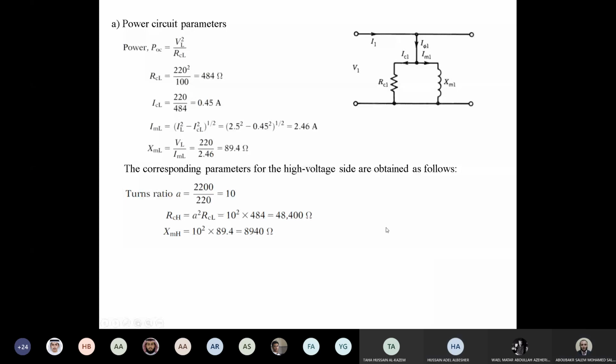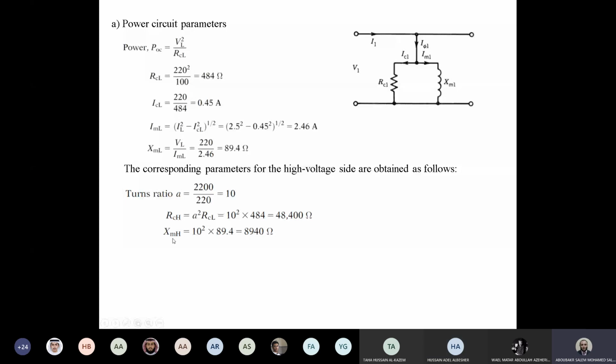Right. This is now referred to the low voltage side. Why? Because we applied the circuit measurements at the low voltage side. We need to calculate these values referred to the high voltage side. So simply we can use the turns ratio to transfer these values. So R core referred to the high side equals A square multiplied by R core low side. So the value here, as you can see, is 48.4 kilo ohm. The value is very, very high.